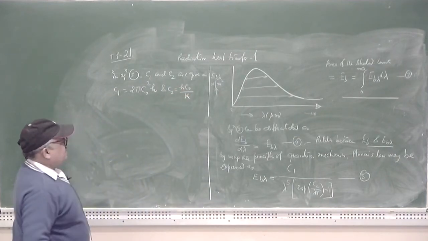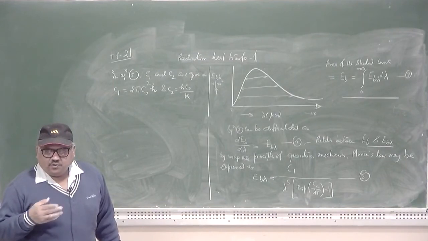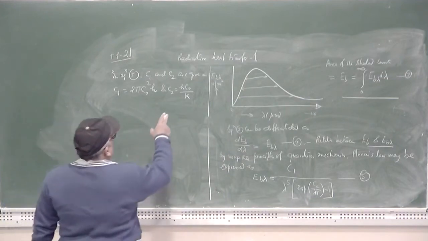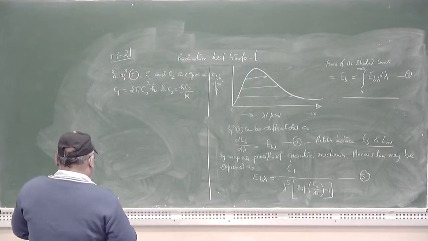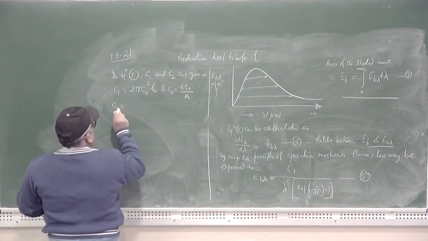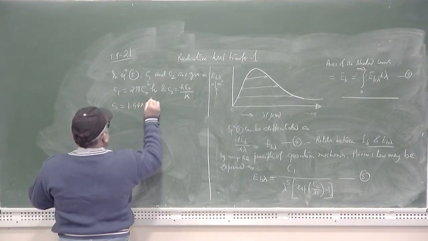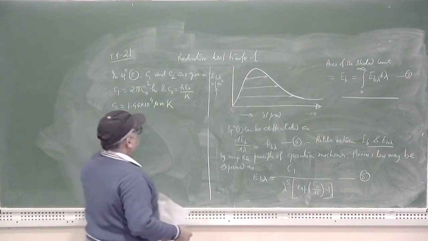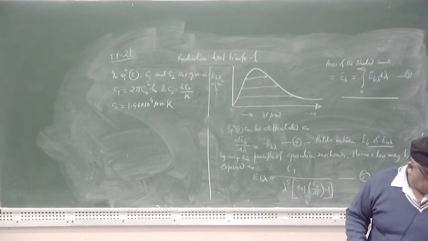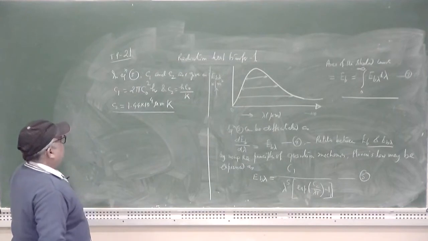Here k is the wave number, which gives the idea about the group and phase velocity of all the waves traveling through the three-dimensional space. So, C2 is equal to h C0 by k. The numerical value of this C2 is equal to 1.44 into 10 raised to the power 4 micrometer Kelvin.